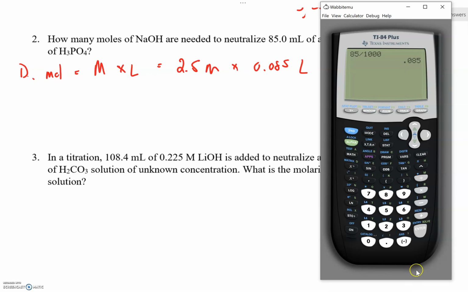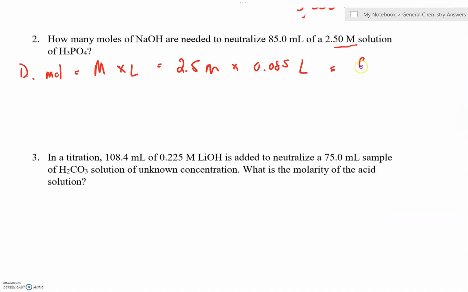Boy, this calculator is great, isn't it? I'm going to take 0.085. If I just hit the multiplication button, it's going to assume that I want to multiply it by the answer to the previous problem. So that's why that looks like that. Saves me a step. 2.5. And this is how many moles of our H3PO4 we have. So 0.2125 moles of H3PO4. All right.